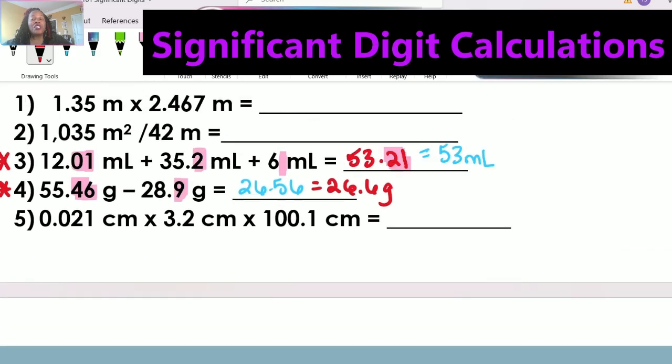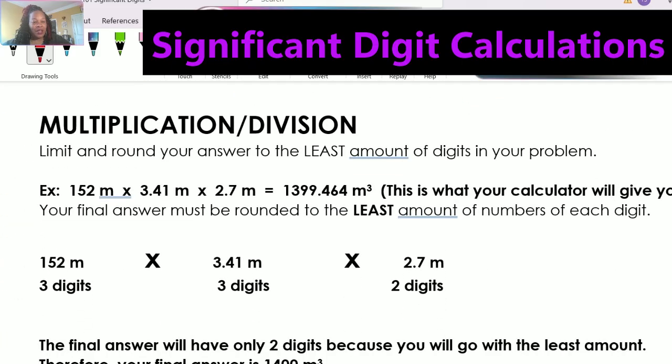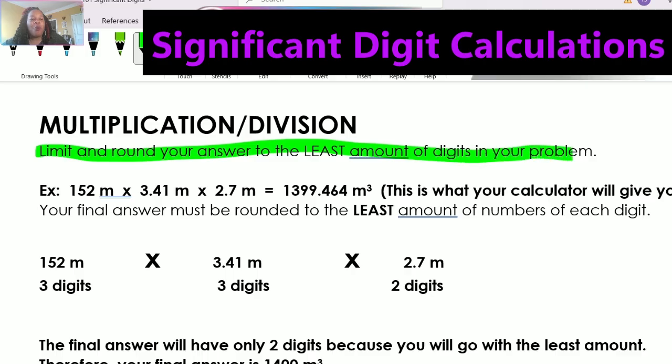Now, let's switch it up a bit. Suppose we're now looking at multiplication and division. This to me is a little easier because you have to round your answer to the least amount of the entire number, okay? So you're going to limit and round your answer off according to the least amount of digits in your problem.